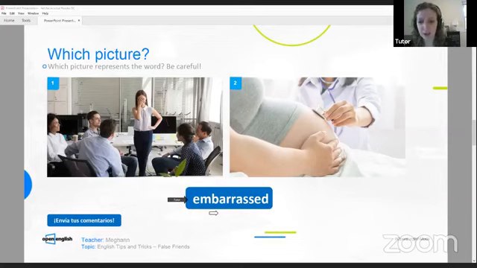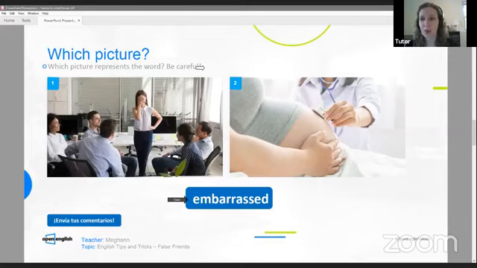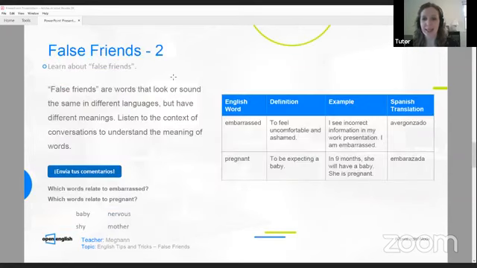Okay, Paolo says the first picture. Emmanuel says picture number 1. Very good. You are both correct. Okay, embarrassed in English is avergonzado en español. It is a false friend.